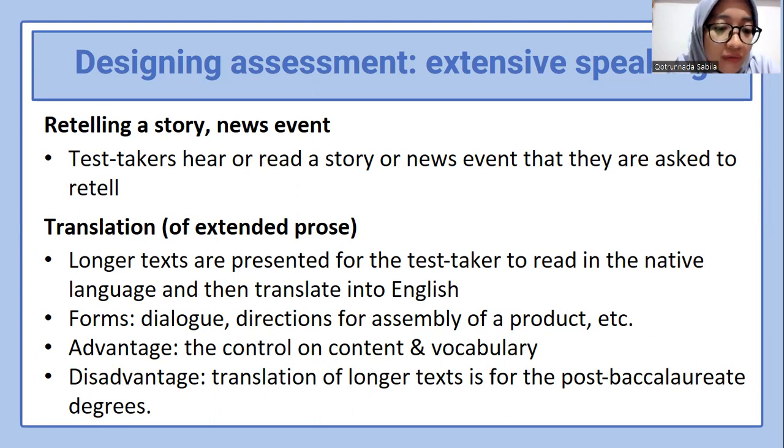And then the advantage of translation is in the control of the content, vocabulary, and to some extent the grammatical and discourse features. The disadvantage is that translation of longer texts is a highly specialized skill for which some individuals obtain post-baccalaureate degrees.